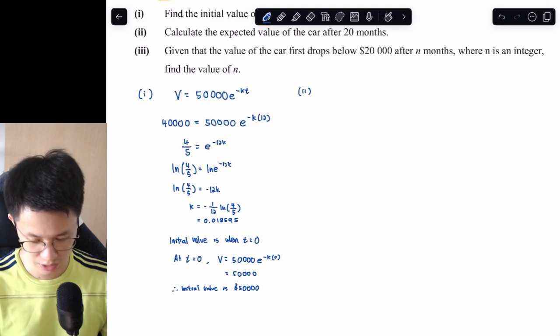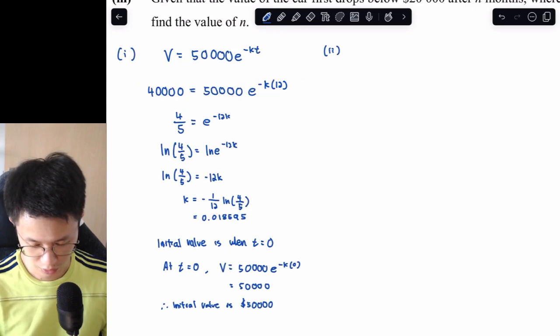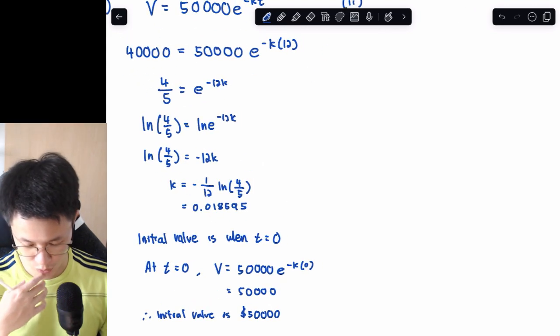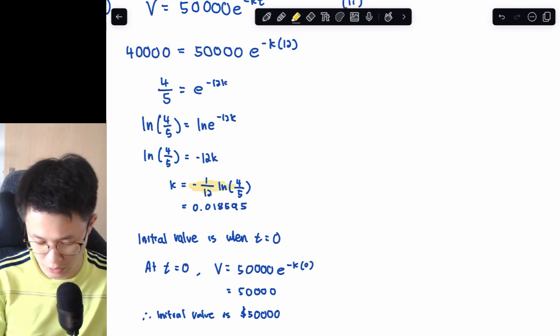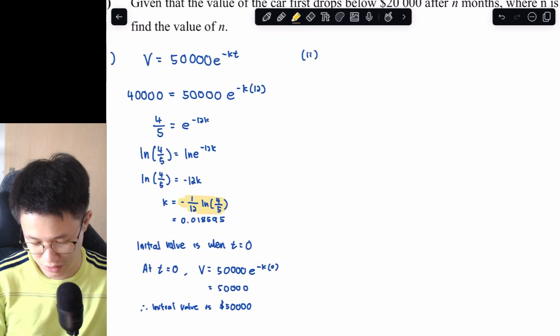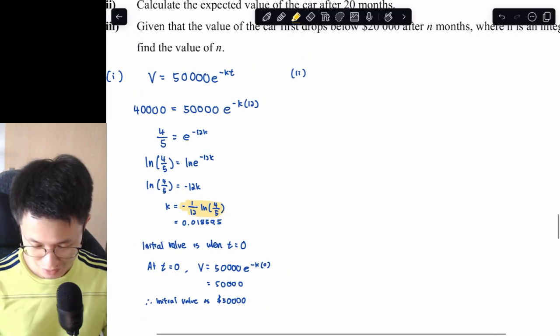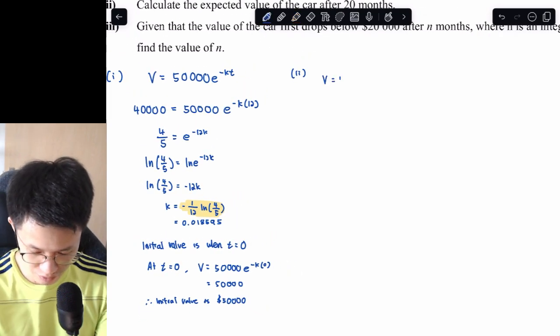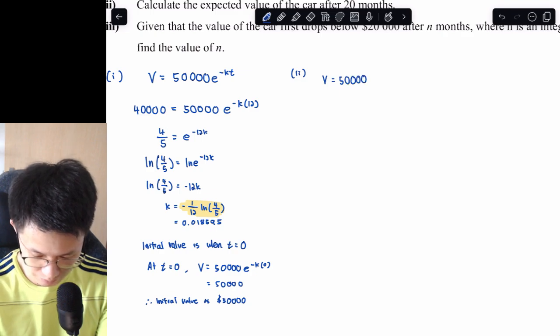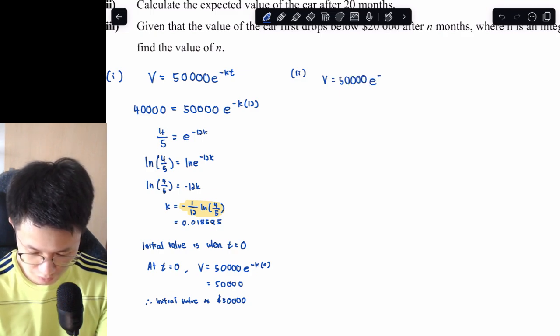Then we have part 2, which is to find the expected value after 20 months. This is where you actually need k. Since we already found k, one of the things I like to do is to put k in this form, because it's easier to calculate. So we want to find the expected value, so V equals 50,000 times e to the power of negative k. It's going to be a bit confusing, so I will just use the k value.